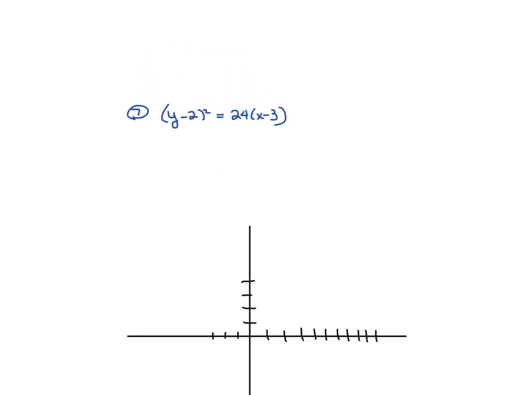So notice this time it's already got the y-squared term isolated. Remember, this is your 4p. So 4p equals 24. I'm going to divide by 4, and p equals 6. Let's pull the vertex out. Remember, this k goes with y, h goes with x. So my vertex is going to be at the ordered pair 3, comma 2.